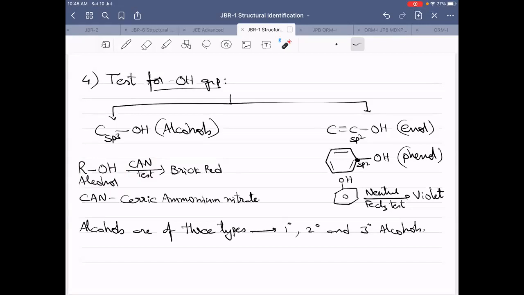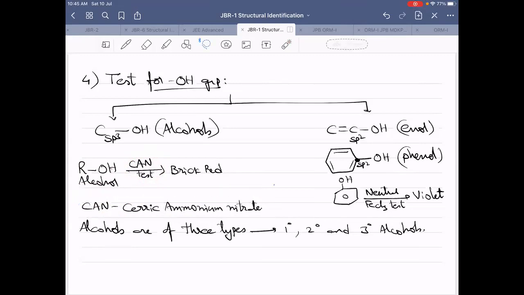Afterwards, once it is confirmed that it is an alcohol, there are specific tests to identify whether it is a primary alcohol, secondary alcohol, or tertiary alcohol. The test is just to identify whether it is alcohol or not. I'll write that point also here: primary, secondary, or tertiary.